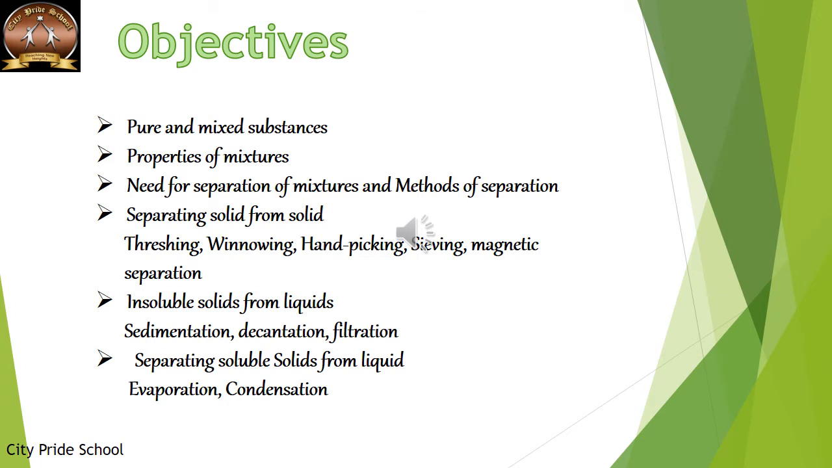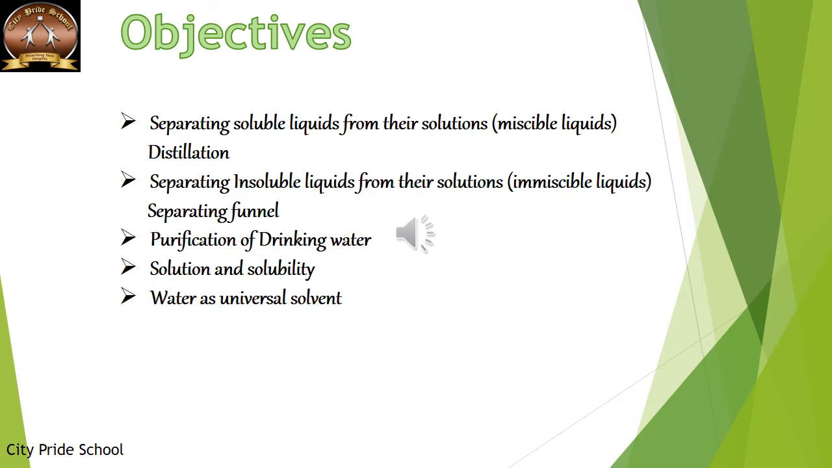So let's see the objectives that we need to follow while studying this chapter. We're going to study the pure and mixed substances, properties of mixtures, need for separation of mixtures and methods of separation, separating solid from solid, separating insoluble solids from liquids, separating soluble solids from liquids, separating soluble liquids from their solutions, that's miscible liquids, separating insoluble liquids from their solution, that's immiscible liquids, purification of drinking water, solution and solubility, and water as a universal solvent.